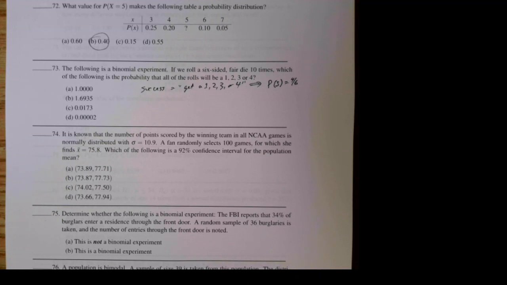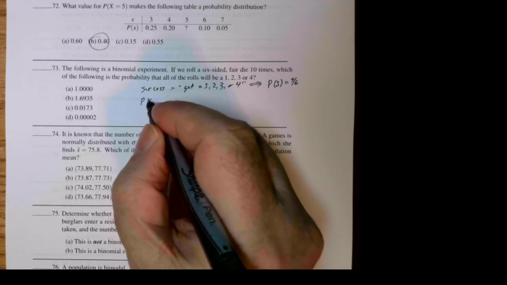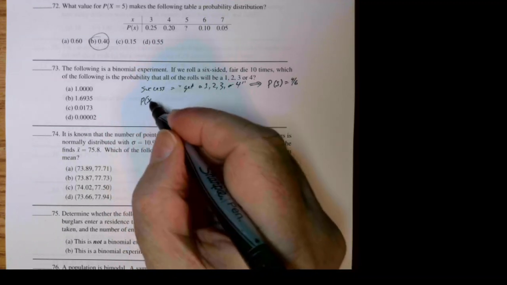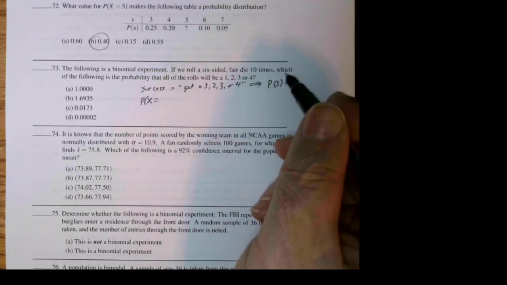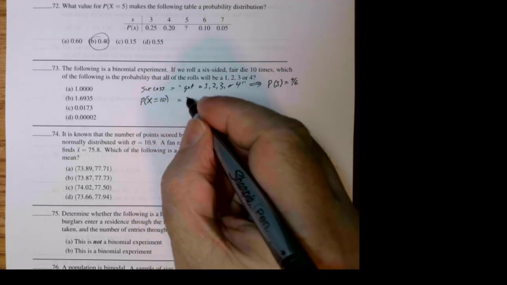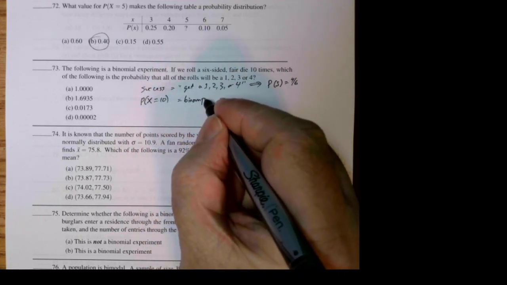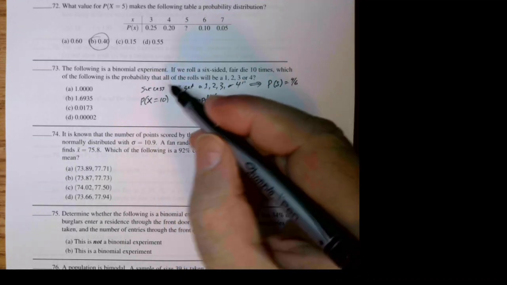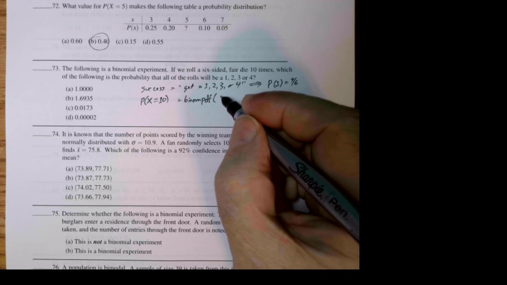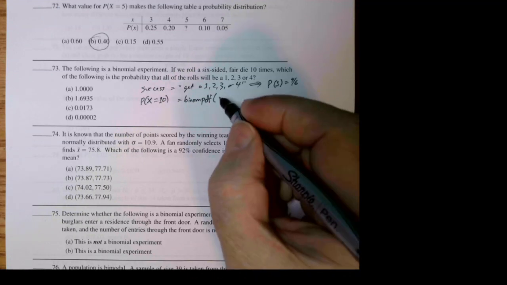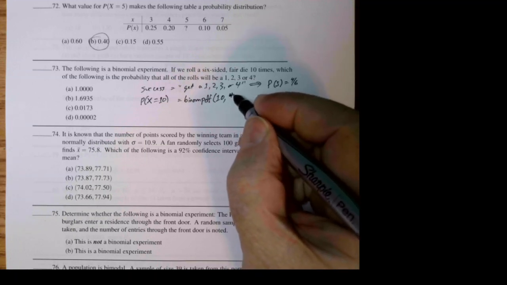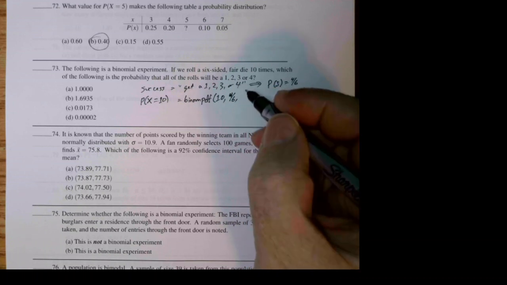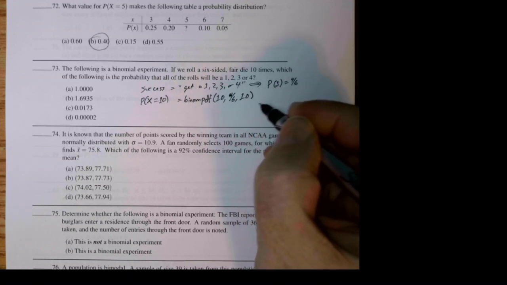Okay, and what we need then, we need the probability that x, remember that's the binomial random variable in a binomial experiment that counts the number of successes, is equal to 10. So this is going to be binompdf, which you use when you need the exact probability that x will be exactly something. And remember the arguments are n, p, x: the number of trials, which is 10, the probability of success on any one trial, which is 4/6, and then the number of successes we're interested in, which is 10.